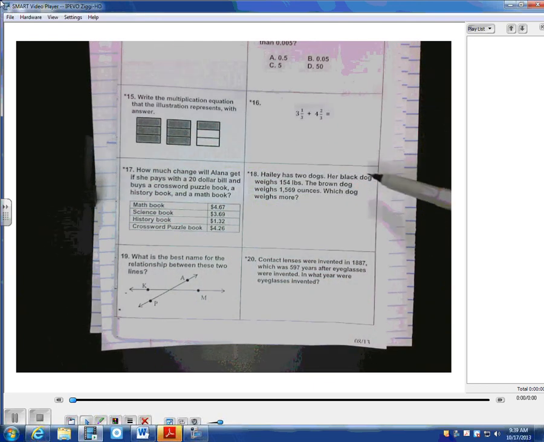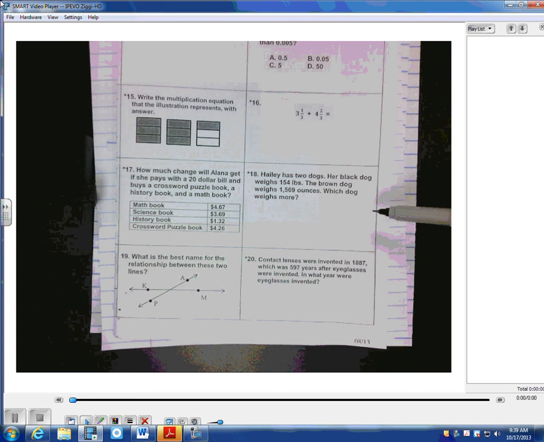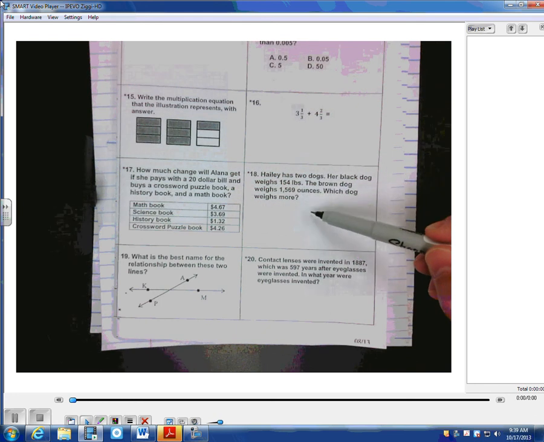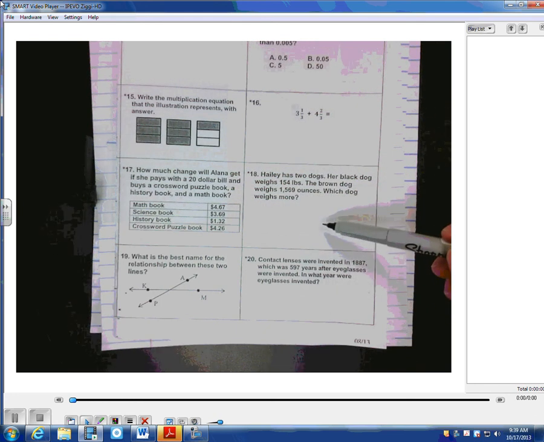18, this is just like number 8 on the front. Haley has 2 dogs. Her black dog weighs 154 pounds. The brown dog weighs 1,569 ounces. Which dog weighs more? So again, you need to convert the ounces into pounds. Remember, from the front, 16 ounces equals 1 pound. And you're going to determine the number of pounds the same way you did on number 8 on the front. Okay?